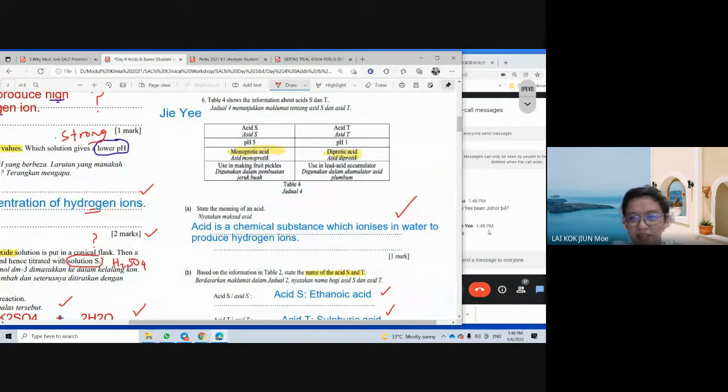Okay. So acid is a chemical substance. Is it okay? For 1 mark, no problem.